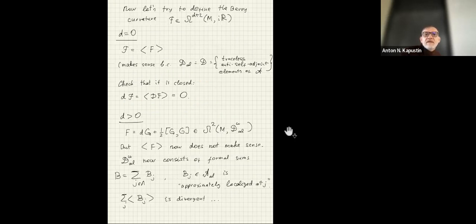Okay, so now I can finally define this Berry class. There is this covariantly closed two form F. Let's start with dimension 0. I can define the usual Berry curvature in this way. Well, in 0 dimensions, the algebra of derivations is just the algebra of matrices, the algebra of endomorphisms of my finite dimensional Hilbert space. So it makes sense to average it over my space. After I average that, it's closed, right? Because D of this thing is 0. Okay, so that's the definition of the usual Berry class.